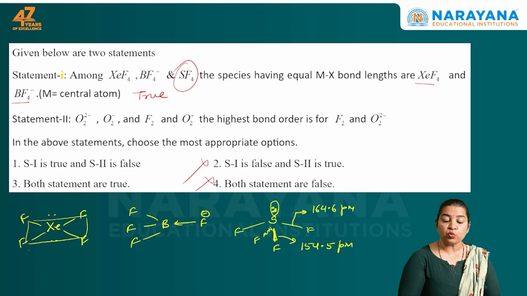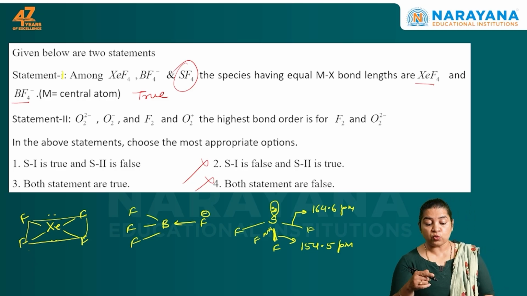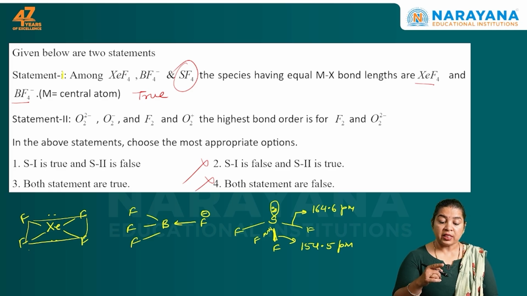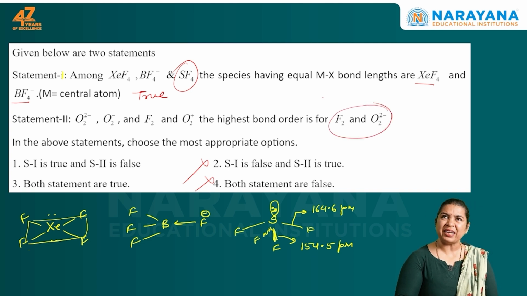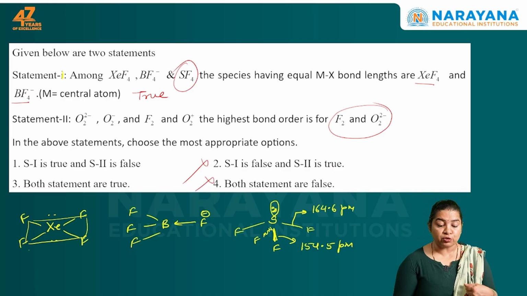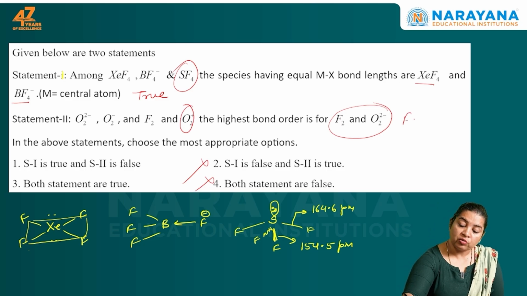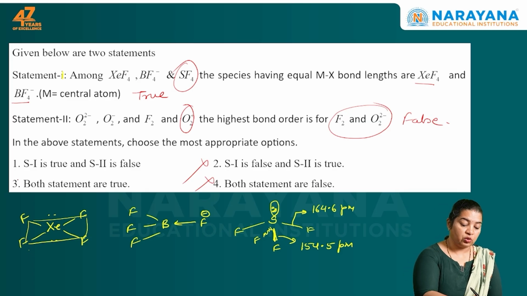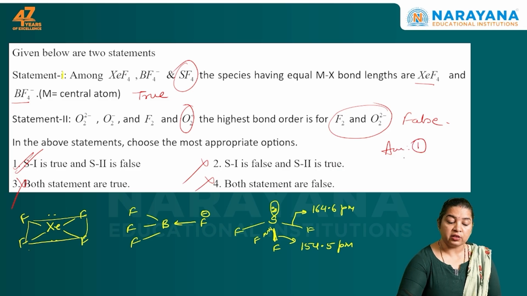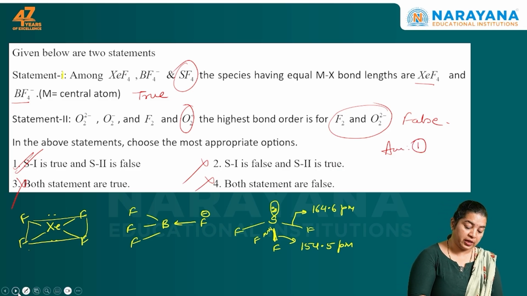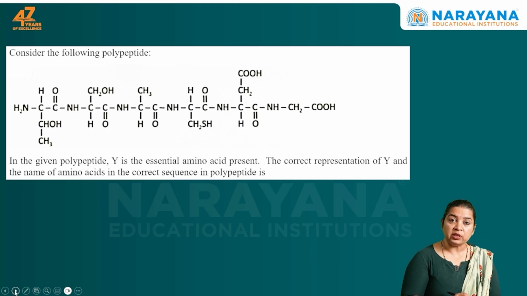Second statement: among O2 minus, O2 2 minus, F2 and O2 plus, the highest bond order is for F2 and O2 minus. Anything that has a minus cannot have the highest bond order. It is the number of bonding electrons minus the number of anti-bonding electrons upon 2. In fact, among these the highest bond order is of O2 plus. So, this statement is false. So, this can't be our choice. Answer is option number 1 for this question from bonding. A good question, though easy, but a good question.